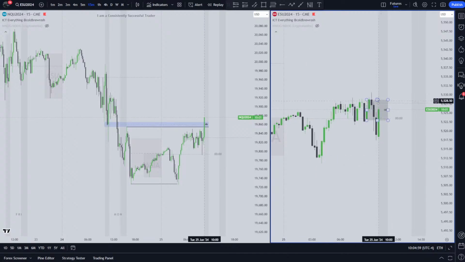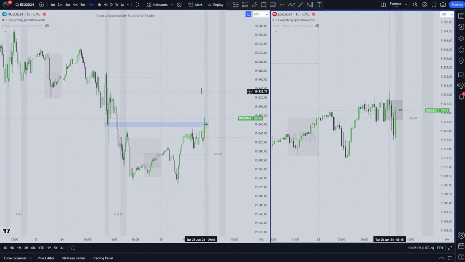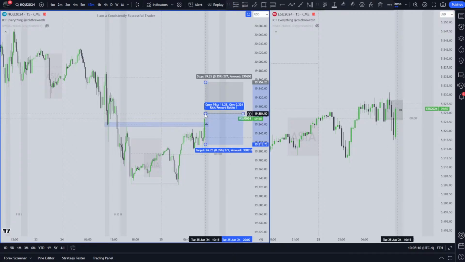If that closes above this, bro, I might have to start looking at buy side, because otherwise I'll end up just trying to force a sell. Do you know what I mean?